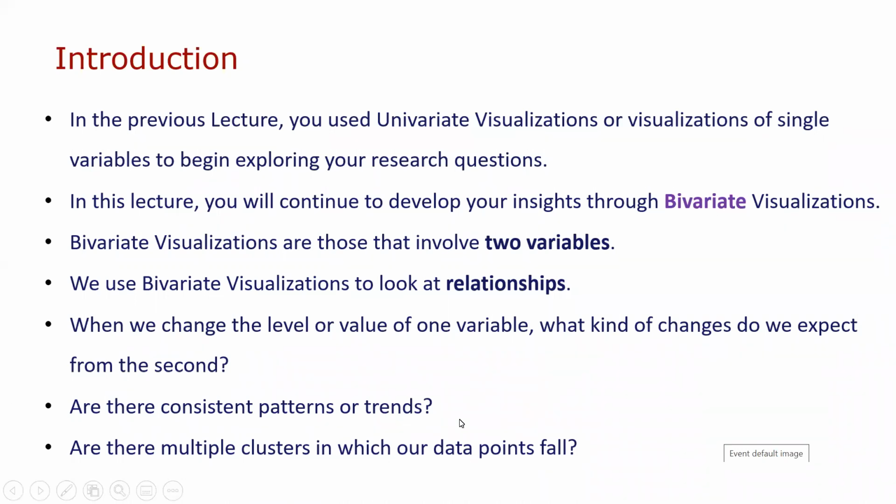Is there a consistent pattern or trend? Is it like increase, increase, decrease, decrease, or sometimes maybe not? Sometimes, according to the data that you have collected, you will see sometimes increases and sometimes decreases, so there is no trend or pattern. Are there multiple clusters in which our data points fall?